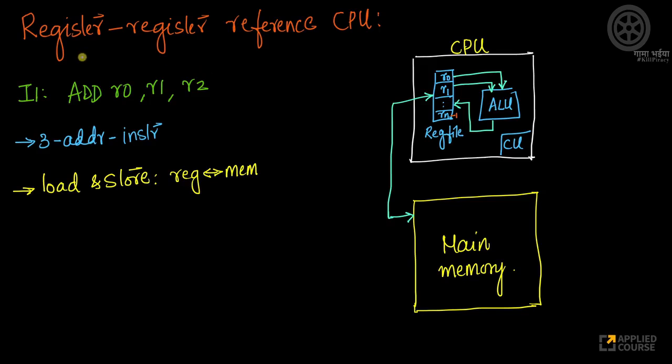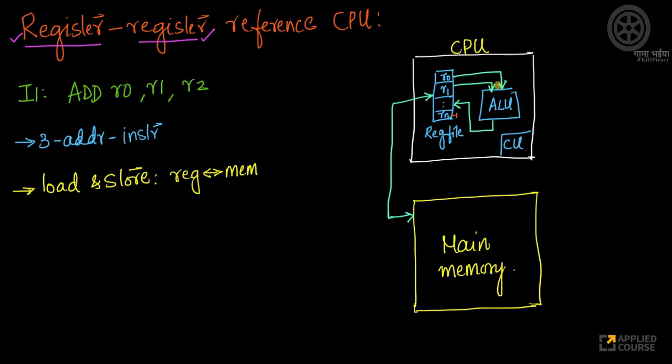So since we have seen the register memory reference CPU in the previous video, now let's understand the register reference CPU. As the name suggests, here both of our operands are in registers, right? So this is the schematic diagram. Let's understand this block diagram.